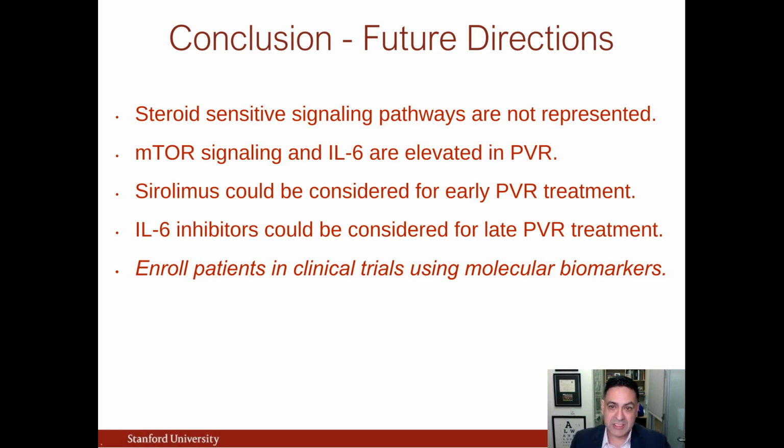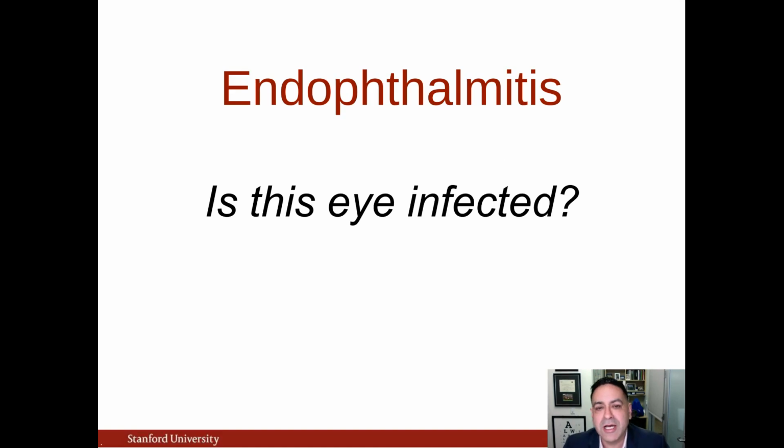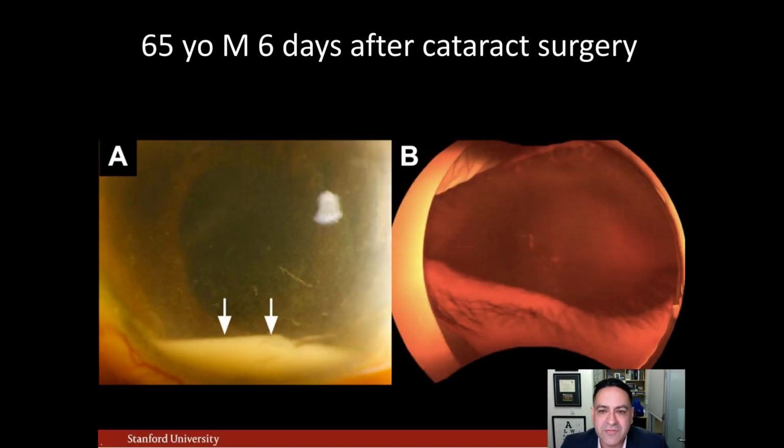Let's take a look at another real common event in our clinic, endophthalmitis, where we ask, is this patient's eye infected? So this is a 65-year-old gentleman, 6 days after cataract surgery. The arrows are pointing to this white fluffy stuff inside the eye. On the right, you can't see into the back of the eye.